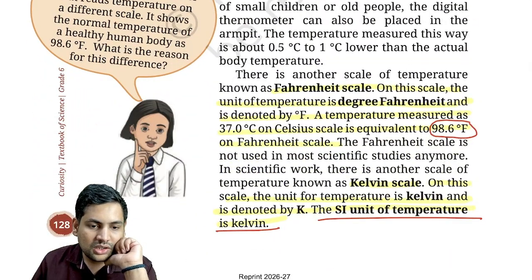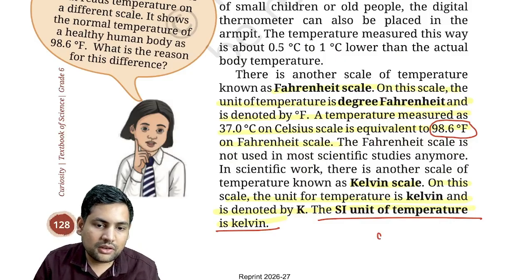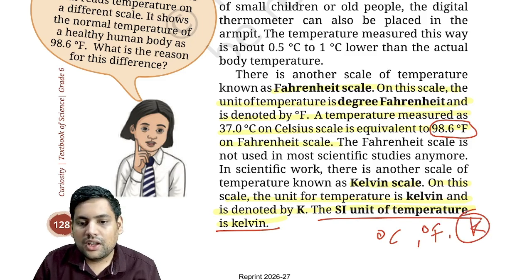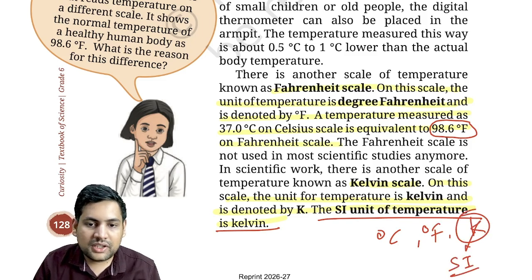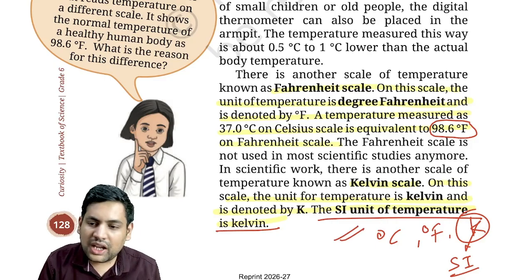Then another unit. So you learnt about degree Celsius. Then you learnt about degree Fahrenheit. There is another unit called Kelvin. Kelvin is also the SI unit of temperature. So what does Kelvin do? So this is the SI unit of temperature. Now how are they connected?